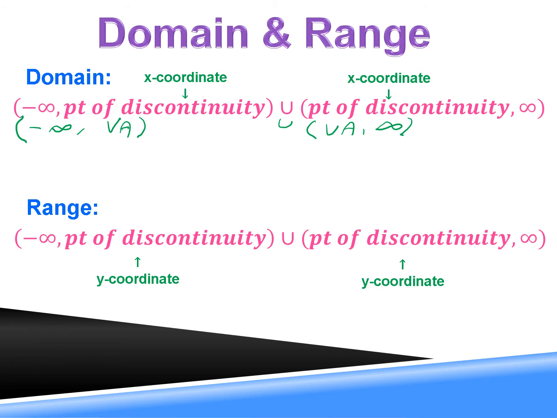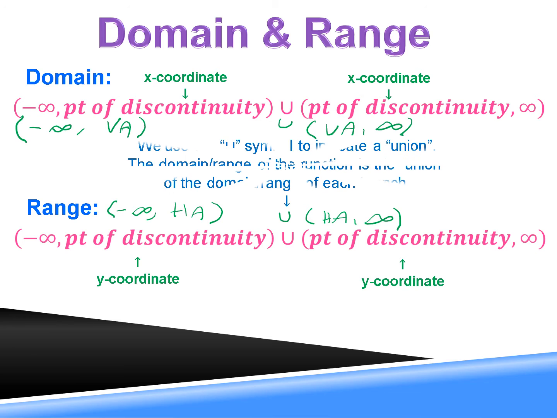The range, when we talked about it in 6.2 for the reciprocal function, was negative infinity to the horizontal asymptote, union horizontal asymptote to infinity. But again, because we could possibly have a hole instead of an asymptote, that horizontal asymptote would become the y-coordinate of the hole.